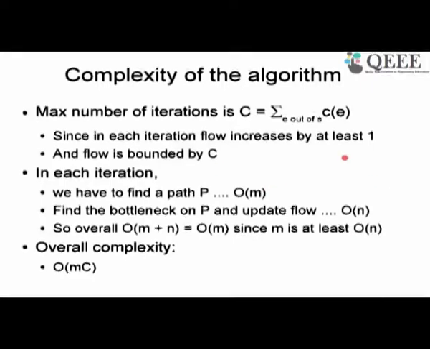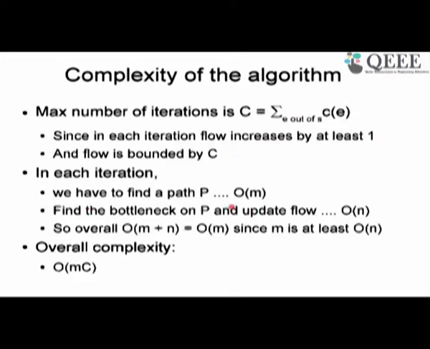I can ask myself, what is the complexity of the Ford-Fulkerson algorithm? Okay, how many iterations will it do? The answer is, since every iteration increases by at least 1, because they are positive integers, the bottleneck is going to be positive, therefore it's going to be minimum 1, and the flow is bounded by capital C, therefore the number of steps can be at most C. Each time it's increasing by 1, total value is C, therefore the number of steps can only be C maximum.